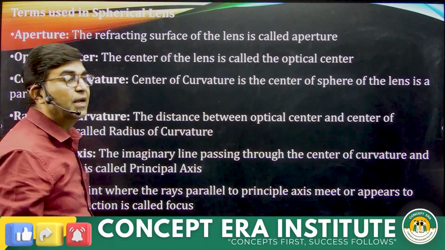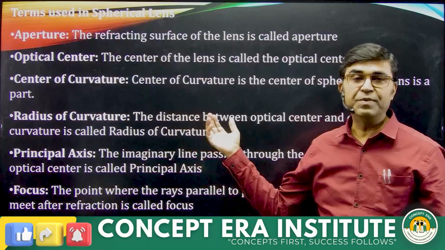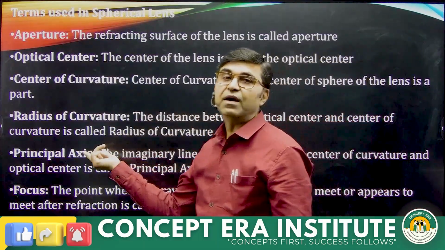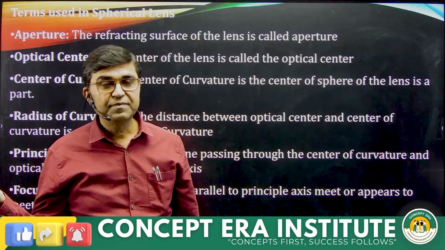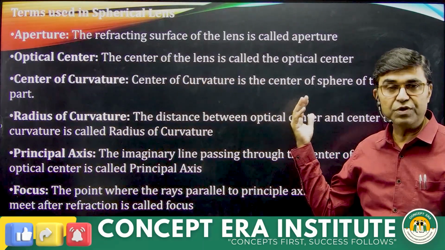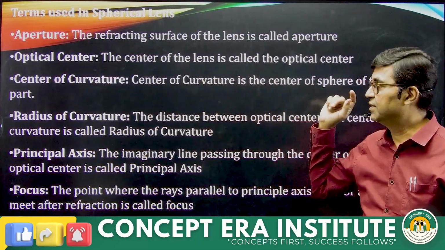Optical center. Optical center plays the same role as the pole in case of mirrors. All the distances are measured from the optical center, whether it's the distance of the object, the distance of the image, the focus or the radius of curvature, they are always measured from the optical center.